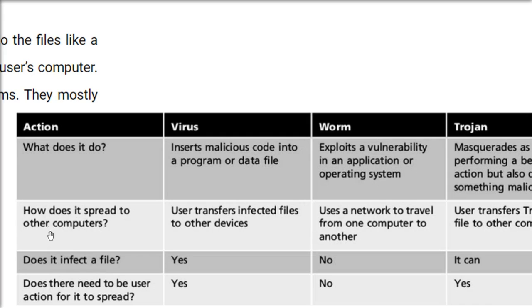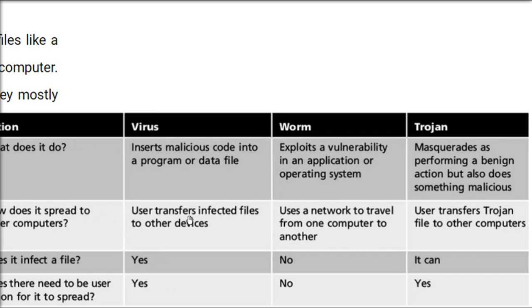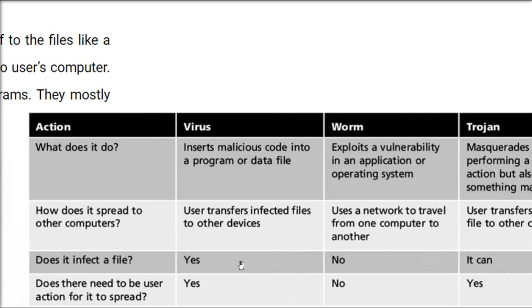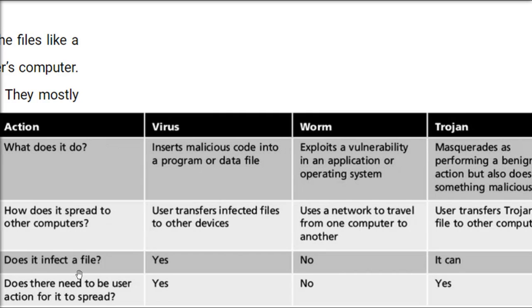Now coming to how it spreads to other computers. For a virus, the user transfers the infected file to other devices. A worm will use the network to travel from one computer to another. Trojan horses rely on user transfer, meaning a Trojan will be transferred by you. Who is going to transfer? You. It will not be transferred by itself, like the worm will go by itself in the network.